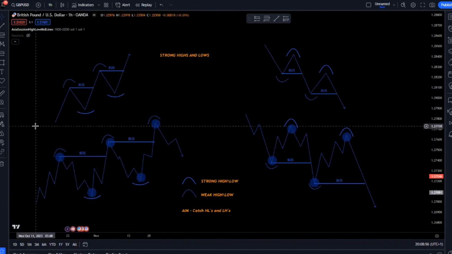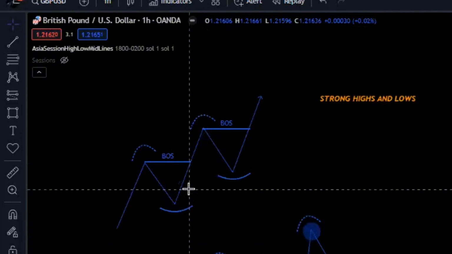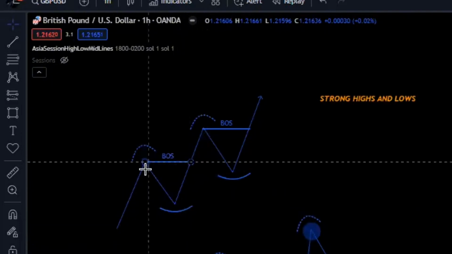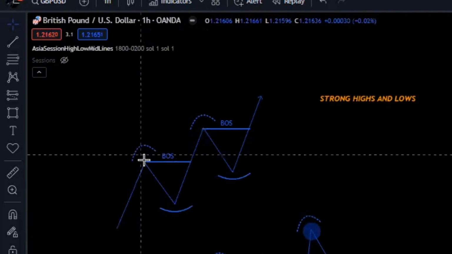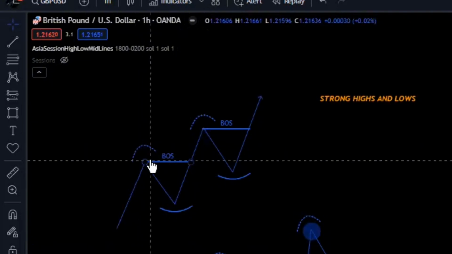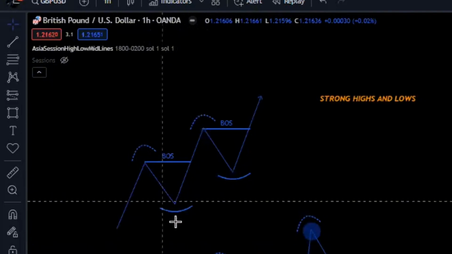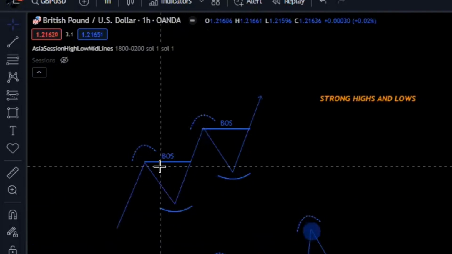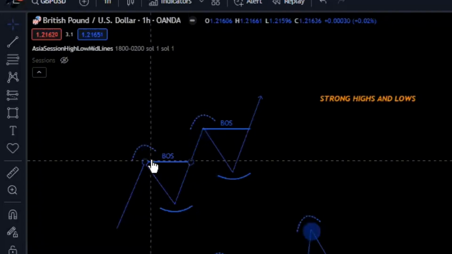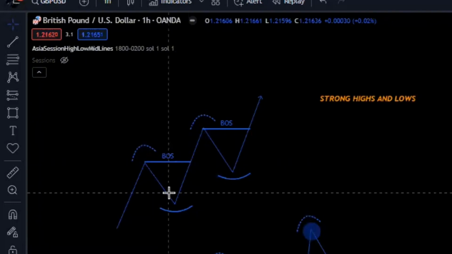So what happens in an uptrend? In an uptrend, only the previous highs get broken. It means the lows are protected. We do not want to see the lows get broken in an uptrend. We only want to see the previous highs get broken. If a previous low gets broken in an uptrend, then it signifies something, and we're going to come to that. So the whole idea of strong highs and strong lows: in an uptrend, the lows are protected. The lows are strong.